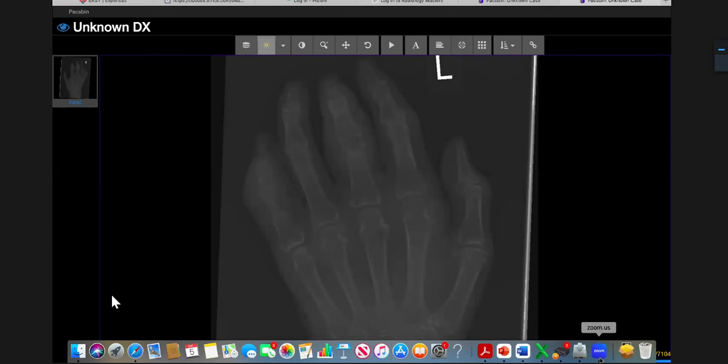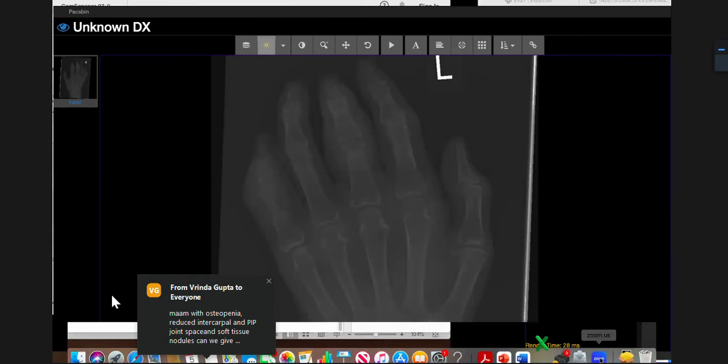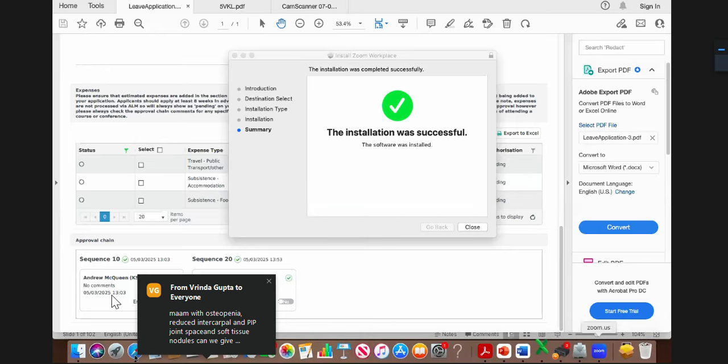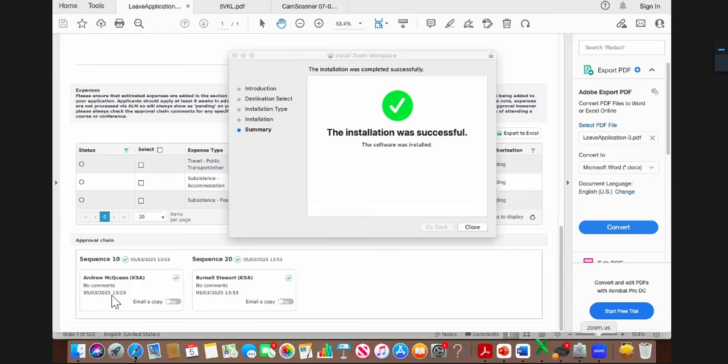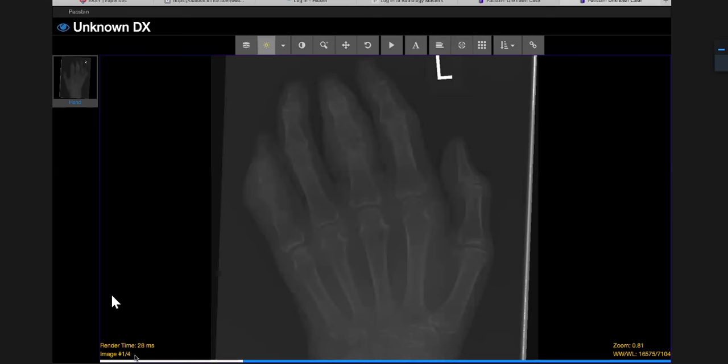So in the exam, one of the types of cases you may get is a common pathology in an uncommon place. This is an example of that. I see. Okay, yeah. I have another case for you.